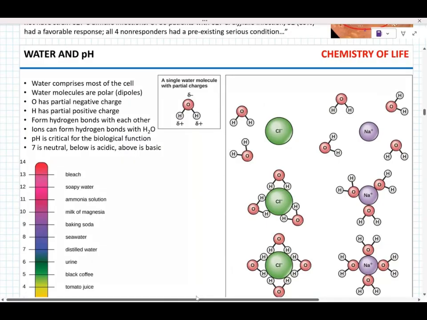So here, water and pH. Things to know, things to remember. The idea of a hydrogen bond, the bond that is formed between partially negative oxygen in one water molecule and partially positive hydrogen in another. Okay, just know what a hydrogen bond is. They're very important in formation of DNA and proteins.